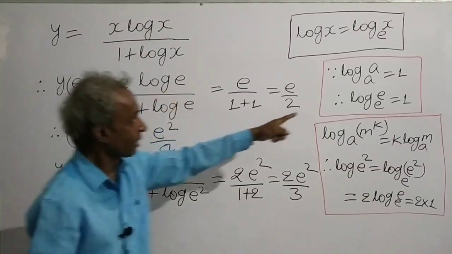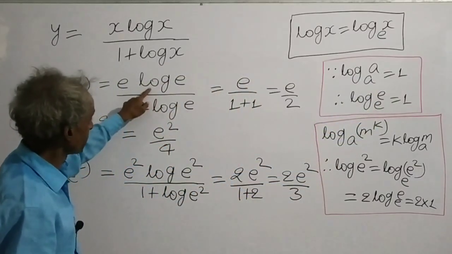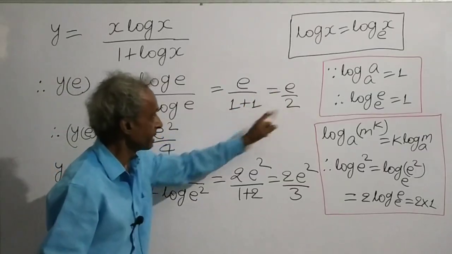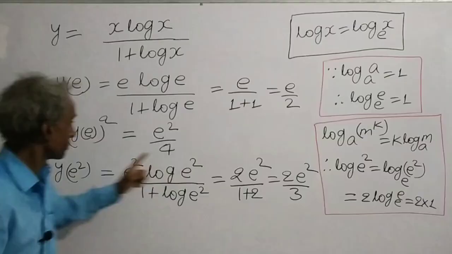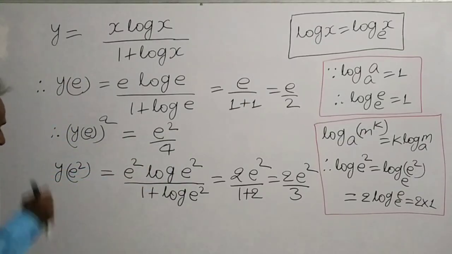Therefore y(e), when we put e in place of x, we get this. Log e means log e to the base e, that is equal to 1. Therefore here will be 1, here will be 1. That means e by 2. Squaring both sides, we get y(e) square is equal to e square by 4.